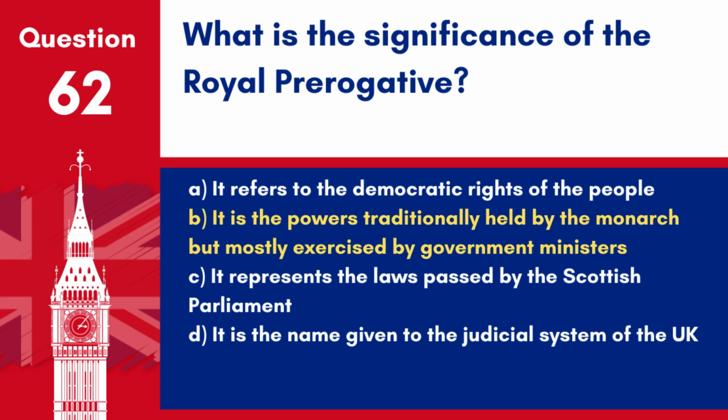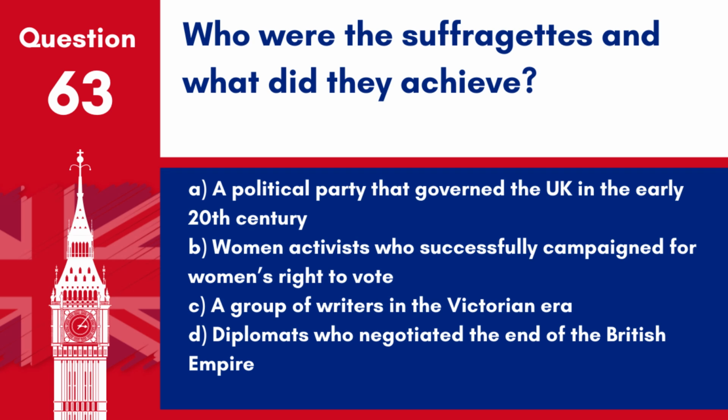Answer: B. It is the powers traditionally held by the monarch, but mostly exercised by government ministers. The royal prerogative includes powers such as issuing or withdrawing passports and appointing ministers, which are exercised in the monarch's name by government ministers.